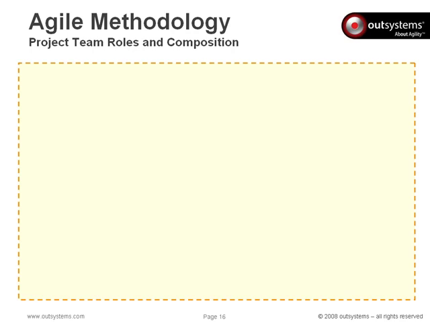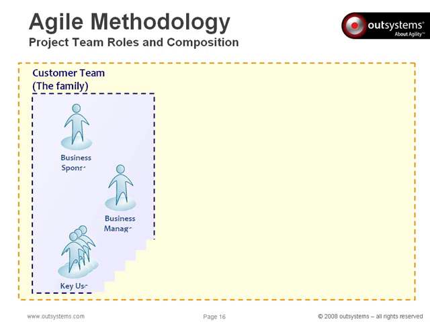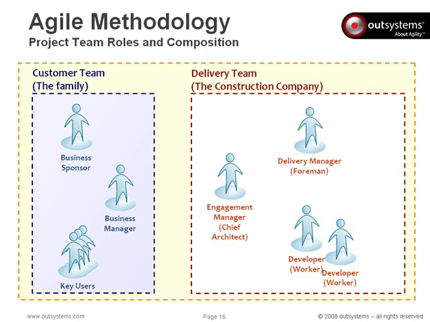Now, let's take a look at the roles and team compositions for an Agile project. The project team is composed of both customer elements, in this case, my family, and by delivery elements, in this case, the construction company. One person may play several roles depending on project complexity.